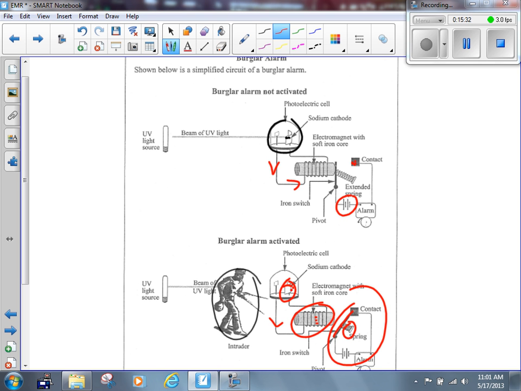Besides jumping over the light, yeah. If he shines a UV light at the sodium cathode, then he's going to bypass it, right? He can break that circuit any way he wants, as long as he shines a UV light on that sodium cathode. Now, why do you think that they would have used UV light here as opposed to any other kind of light?